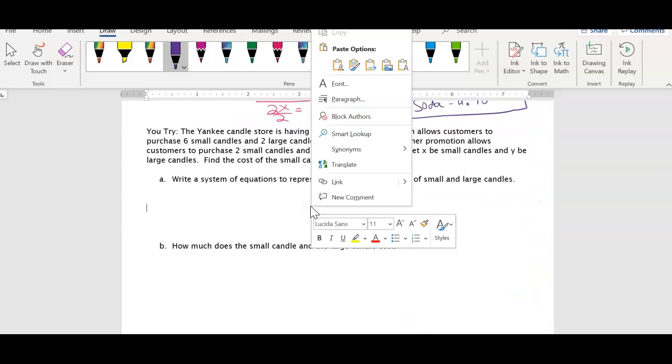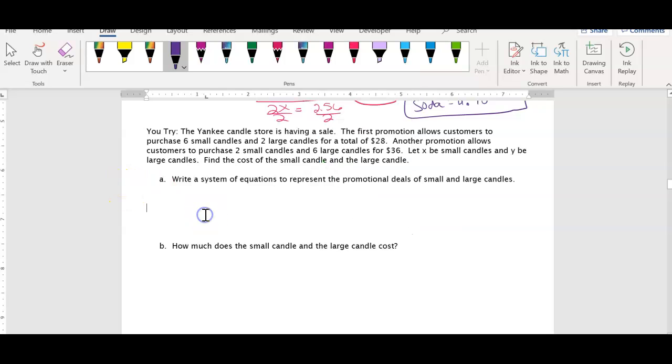All right, so the Yankee Candle Store is having a sale. The first promotion allows customers to purchase 6 small candles and 2 large candles for a total of $28. Another promotion allows customers to purchase 2 small candles and 6 large candles for $36. Let X be the small candles and Y be the large candles.